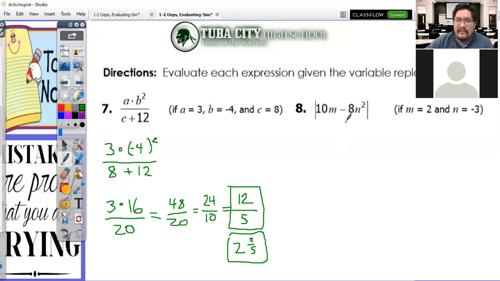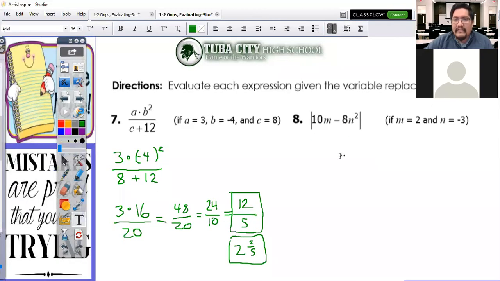All right, let's go ahead and keep going with this one here. Now, in this case here, I'm not dealing with any fractions, so I'm going to go ahead and just type it. Typing is a lot easier to read.